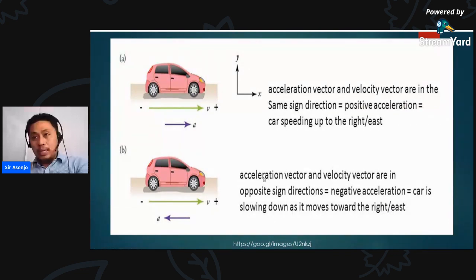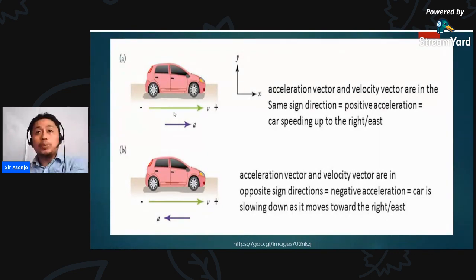Again, the velocity vector is going to the right. The acceleration vector is going to the left, that is equal to a negative sign direction, negative acceleration, because they're moving in the opposite sign direction. That means the car is slowing down as it moves toward the right or east. So this is a good clear example of the previous signs that we discussed on the table. I hope you got it.